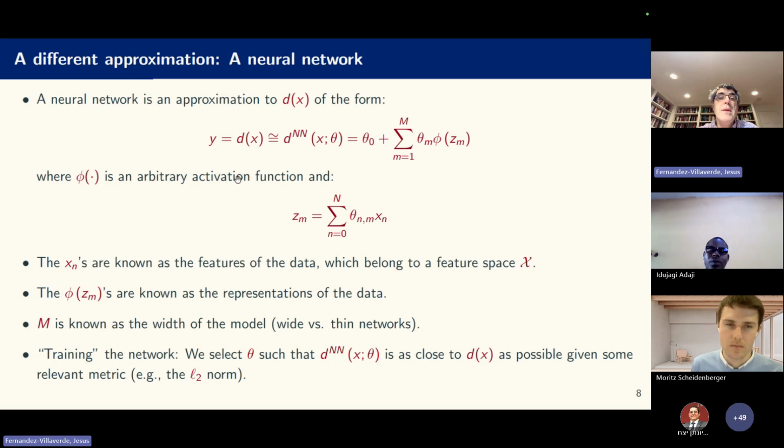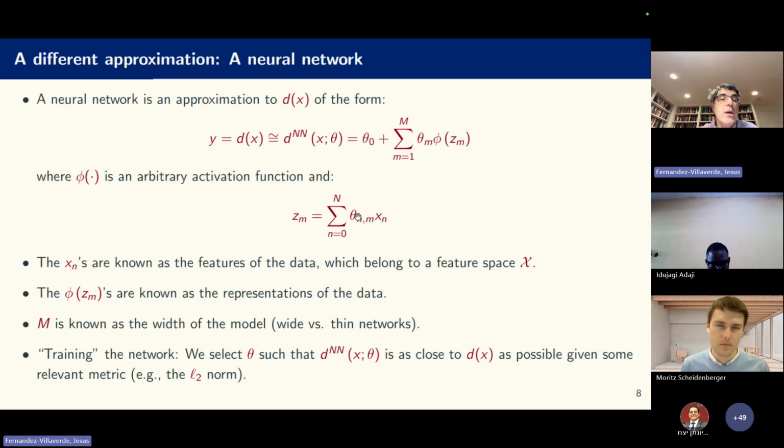It's going to be an arbitrary activation function, which we will see later is going to be extremely simple. So don't think about complex activation functions. We are going to be thinking about extremely simple activation functions, like very simple sigmoids, for instance. And then z_m is going to be a linear combination of the different elements of x. x in general is going to be a vector, and we are going to take the different elements of x and find a linear combination of them.